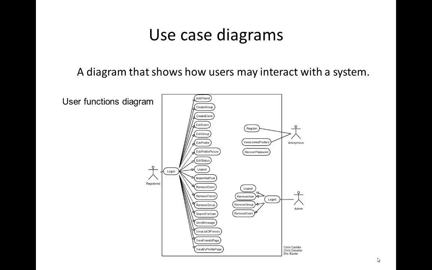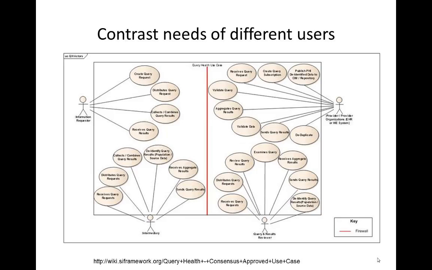Not quite sure why recover password is out there on its own. It's because I suppose anybody could recover a password. It's not integrally linked to a user. Even an anonymous user could try to recover a password, but presumably they don't have a password, so it would fail. But they can still access that. So that's just a very simple diagram listing the user functions for the different users.